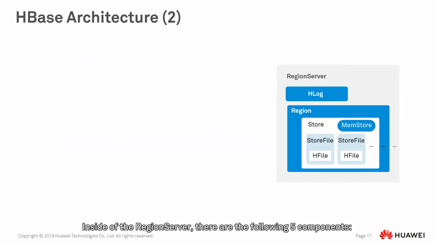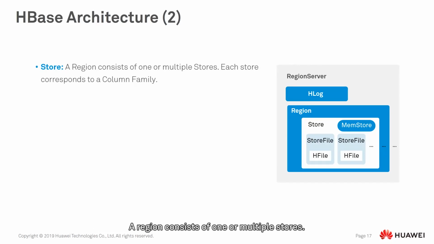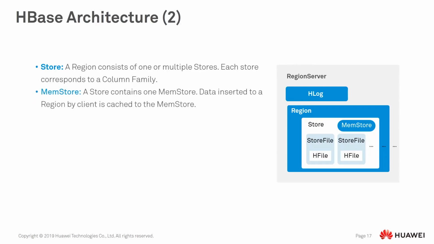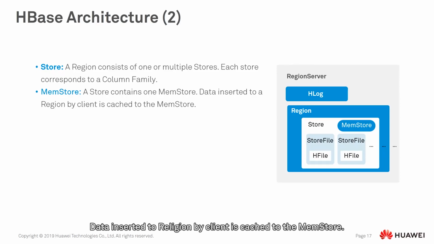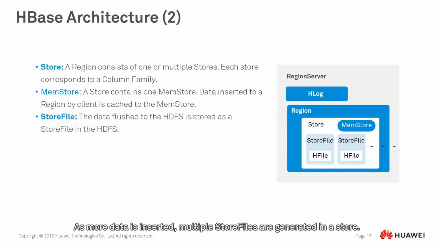Inside of a region server, there are the following 5 components: store, memstore, store file, hfile, and hlog. A region consists of one or multiple stores. Each store corresponds to a column family, and the store contains one memstore. Data inserted to a region by client is cached to the memstore. When the memstore capacity reaches the upper limit, region server flushes data in the memstore to HDFS. As more data is inserted, multiple store files are generated in a store.